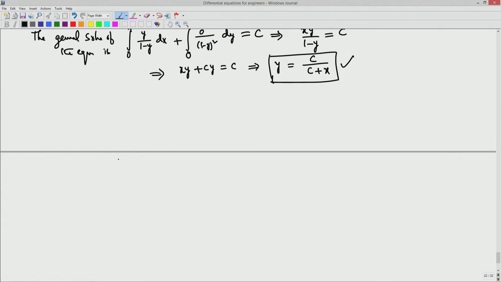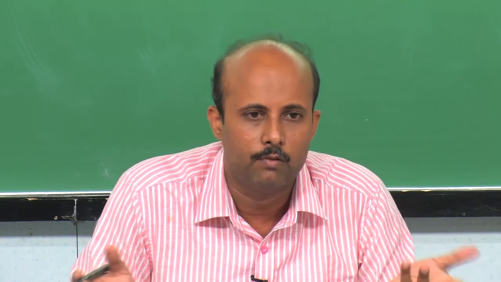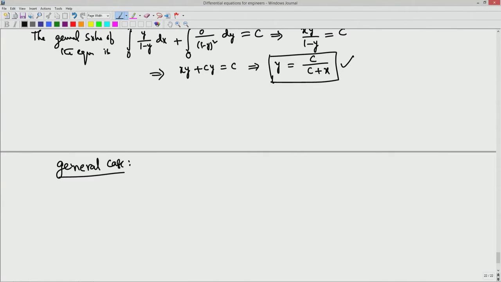So let's go back to the general case. In the general case, it may not work. Dou m by dou y minus dou n by dou x divided by n or divided by minus m may not be a function of x alone or may not be a function of y alone. It is a function of x, y. Then what do you do? So what I do is I still multiply.